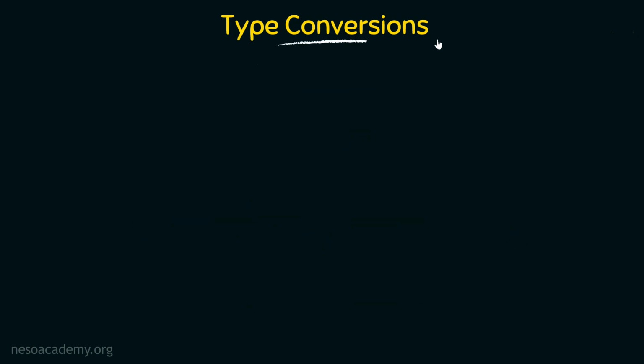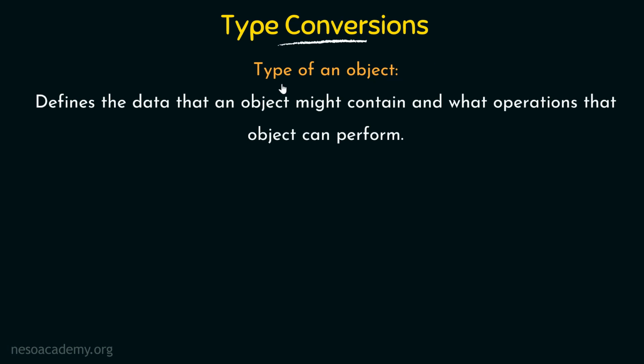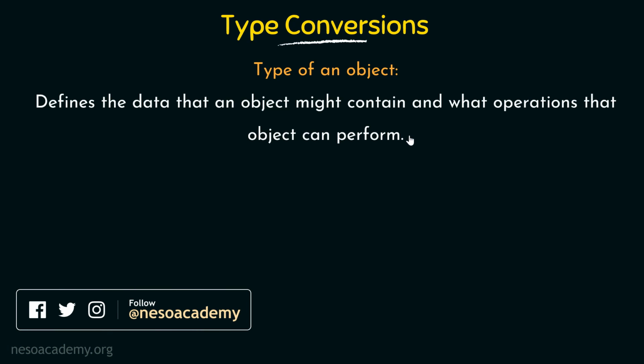Talking about type conversions, let us talk a little bit about types again. We have already studied that the type of an object defines the data that an object might contain and what operations that object can perform. From the type of an object, we can understand what data can be contained in that object and what operations we can perform on it. For example, we have the integer type. We know that it can store integer values, and we know what operations we can perform on integer values.